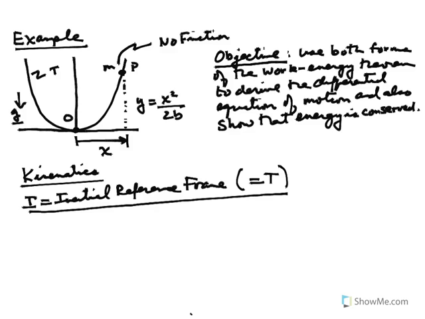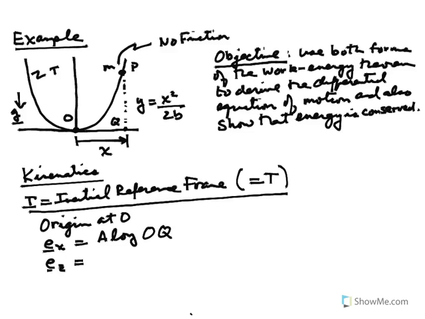And in this case, the setup is fairly simple. I'm going to call Q the projection of point P onto the horizontal, and the coordinate system that's going to be fixed in the inertial frame is going to have its origin at O. EX is going to be along OQ. EZ is going to be out of the page, and EY is going to equal EZ crossed with EX.